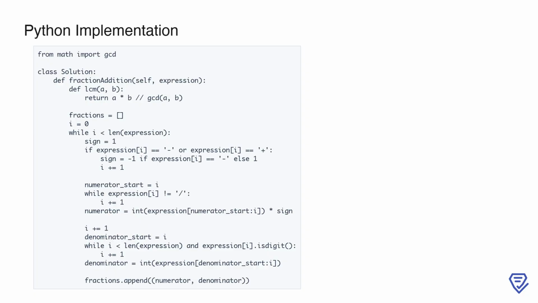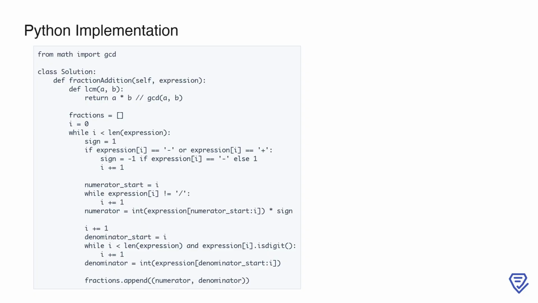Next, we initialize an empty list called fractions to store individual fractions as tuples of numerators and denominators. We also set up a variable i to traverse the input string. As we iterate through the string, we check if the current character is a plus or dash, which helps us determine the sign of the fraction. If a sign is found, we adjust the sign variable accordingly and move to the next character.